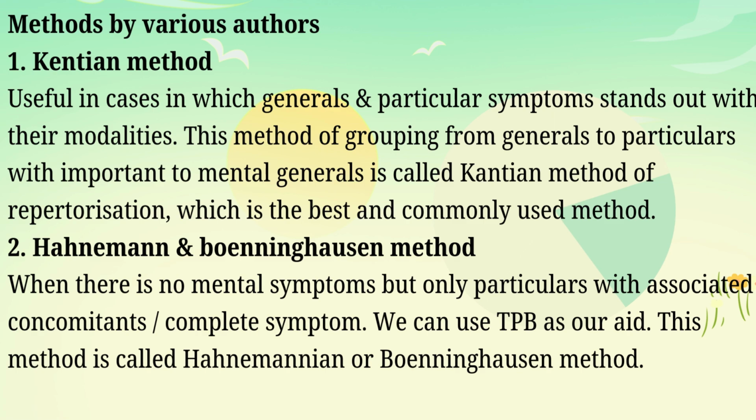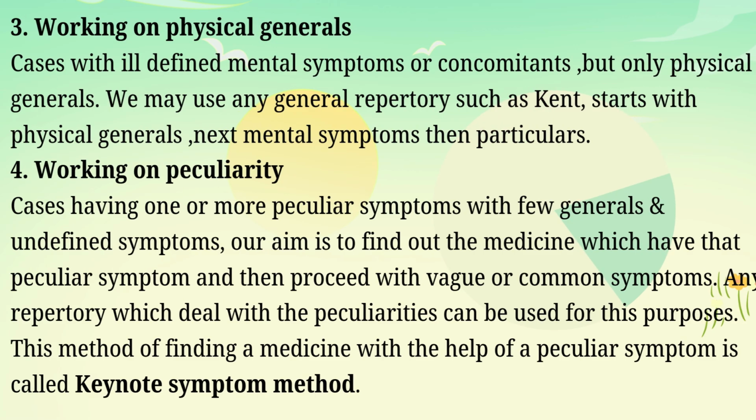2. Hahnemann and Boenninghausen method. When there are no mental symptoms but only particulars with associated concomitants, a complete symptom, we can use TPB as our aid. This method is called the Hahnemannian or Boenninghausen method. 3. Working on physical generals. Cases with ill-defined mental symptoms or concomitants, but only physical generals. We may use any general repertory such as Kent, starting with physical generals, next mental symptoms, then particulars.